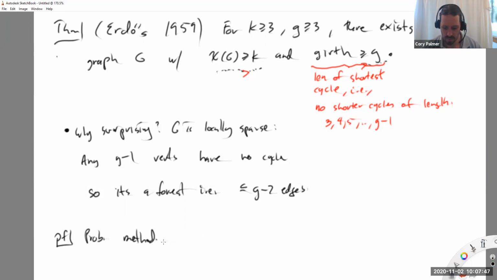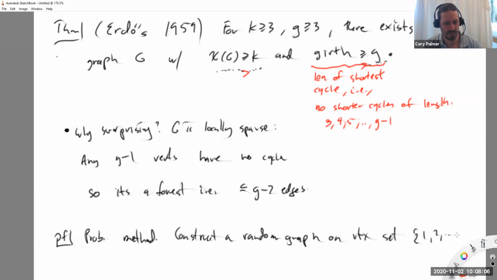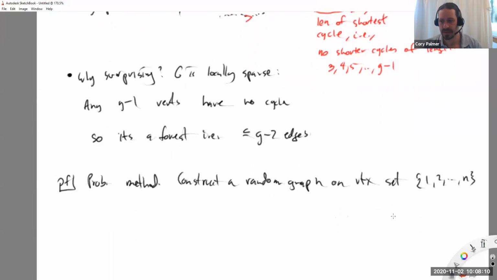Okay, so how did that work before? We're going to construct a random graph in the following way. Construct a random graph on vertex set, where the vertices are just going to be labeled 1, 2, 3 up to n. Okay, the vertex names are not going to be that important.